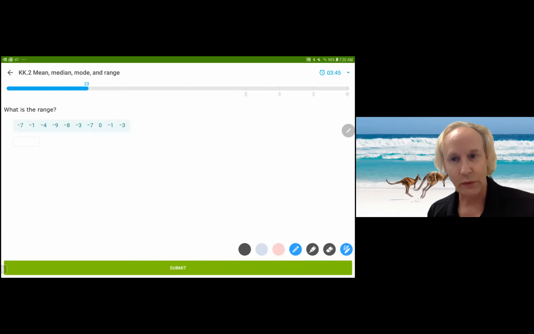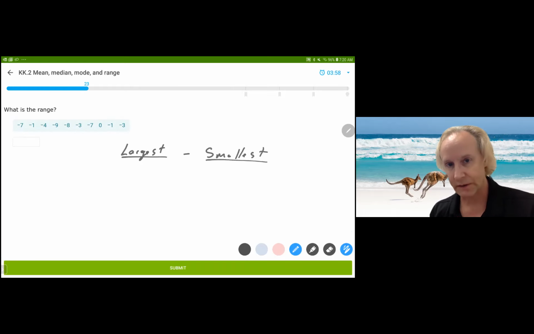Now this time we want the range. The range is the largest number in the data set, and we're going to subtract the smallest. Now this is the smallest in value, and you need to be very careful in case it's a negative. The largest value in our data set looks like we have all negatives except for 0. So 0 is actually the largest. And the smallest, it looks like, is -9.